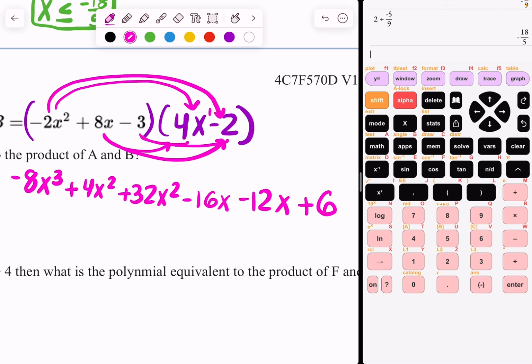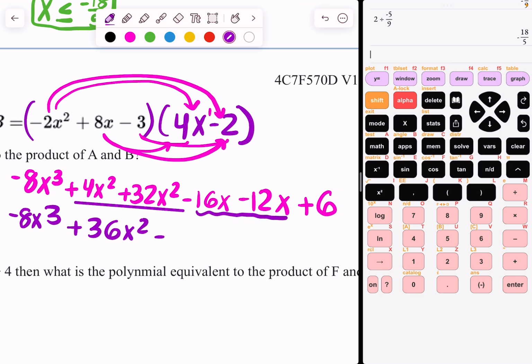Now let's combine like terms. -8x to the third stays the same. 4 plus 32x squared is 36x squared. -2x minus 12x is -28x plus 6. And this right here would be our final answer.